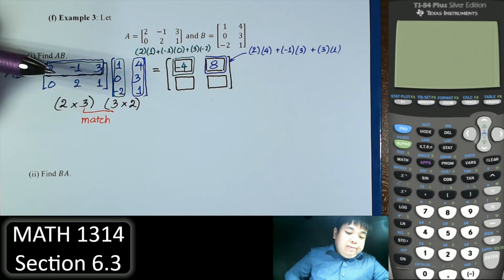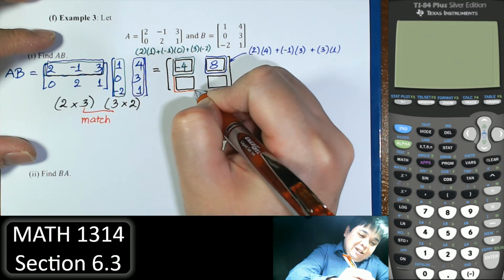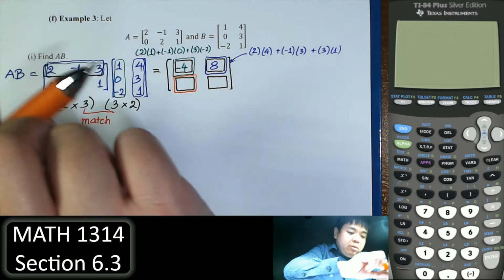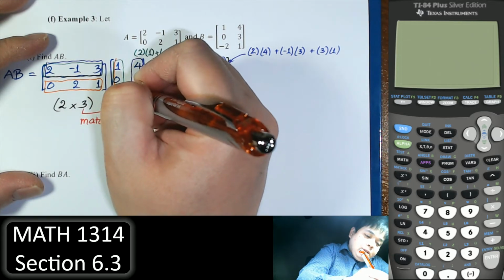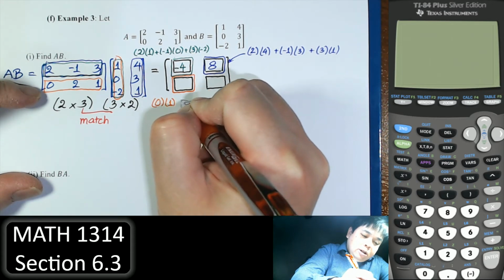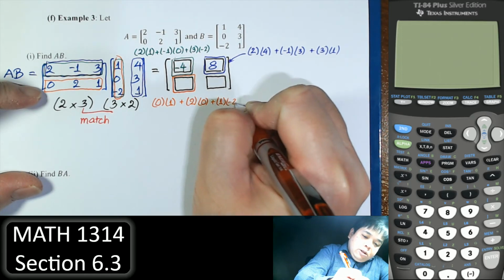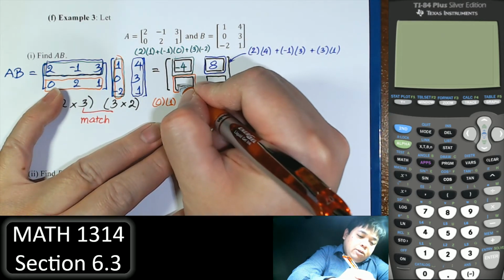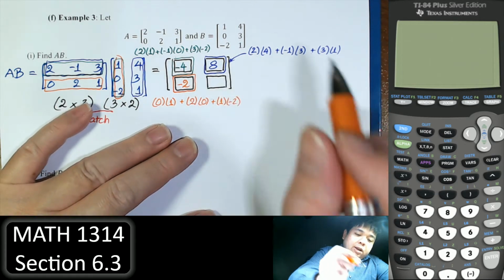Next, we go here. This is on the second row, first column. So we use second row and first column: 0 times 1 plus 2 times 0 plus 1 times negative 2. So that's 0, 0, and negative 2, like that.